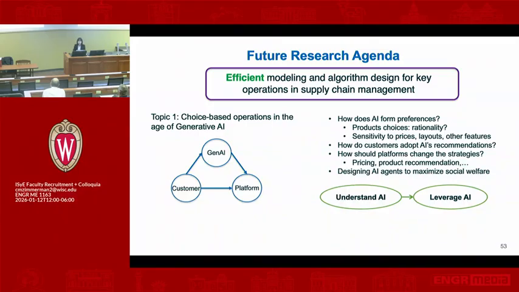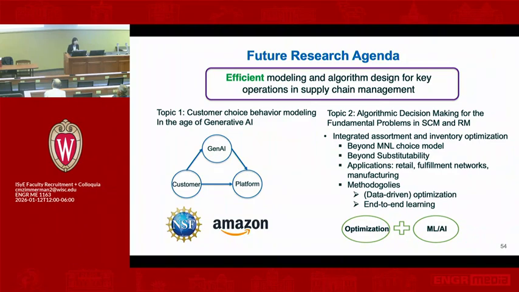I also have ongoing work on this topic that studies the influence of LLMs on customers' attitude or preference to pricing. In the second topic, I'm interested in algorithmic decision-making for the fundamental problems in supply chain management and revenue management. There have been some natural extensions of these two works, like going beyond ML and beyond substitutability, but I'm also very willing to explore applications in different industries, not just retail and fulfillment networks, maybe also explore choices in manufacturing or even healthcare, and I'm willing to explore more data-driven or machine learning-based methodologies.